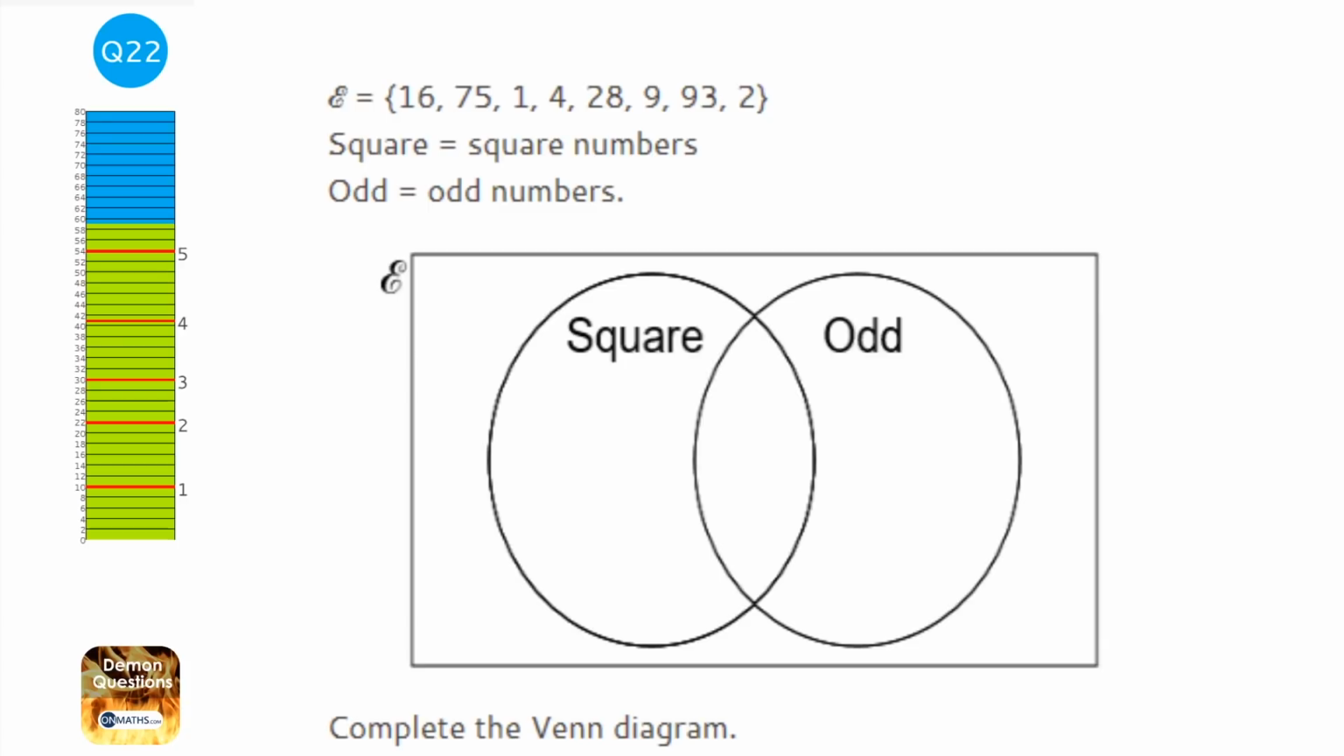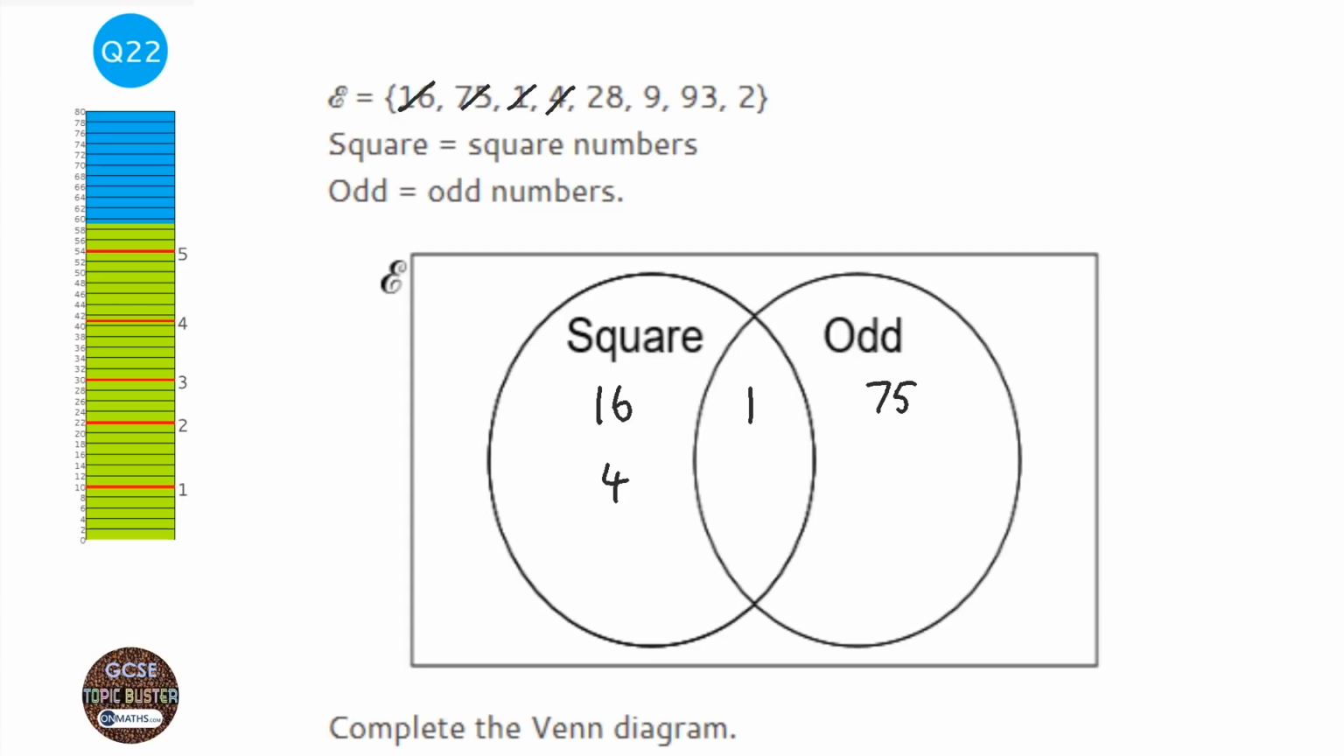So we're going to start off with the 16. Now 16 is a square number, but it's not odd. So I'm going to leave that here. 75. Now 75 is not a square number, but it is odd. So I'm going to put that there. Now 1 is a square number and it's odd, so that's going to go in the middle. 4 is a square number, but it's not odd.